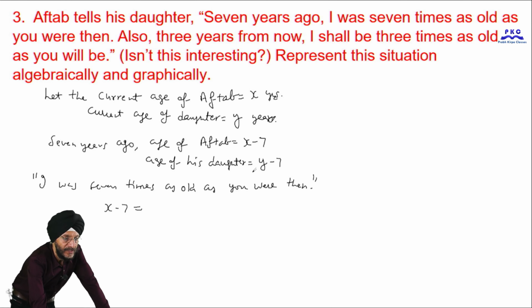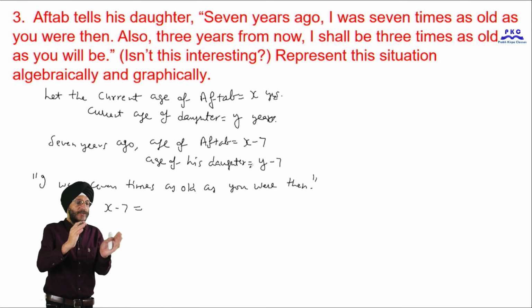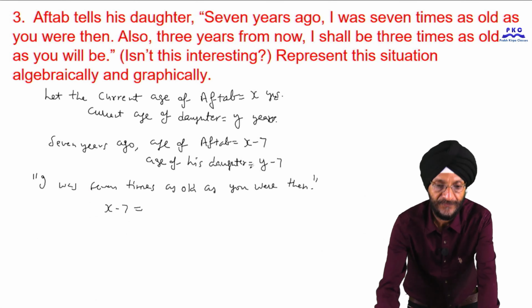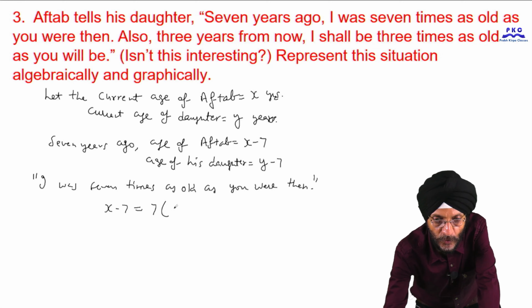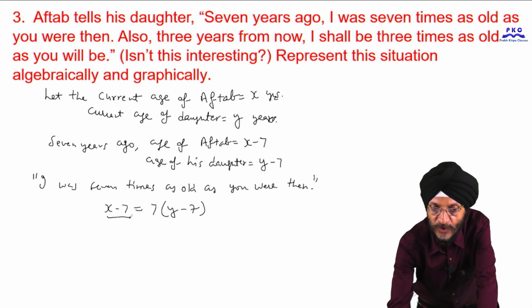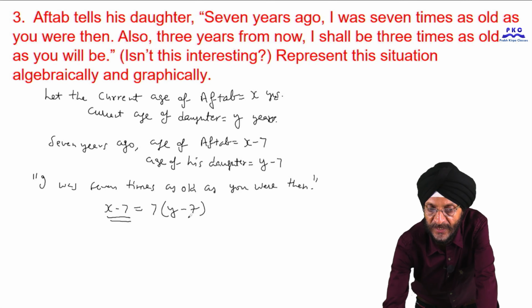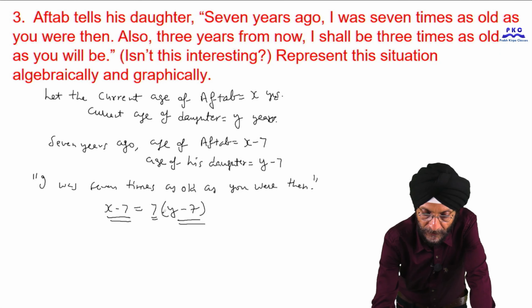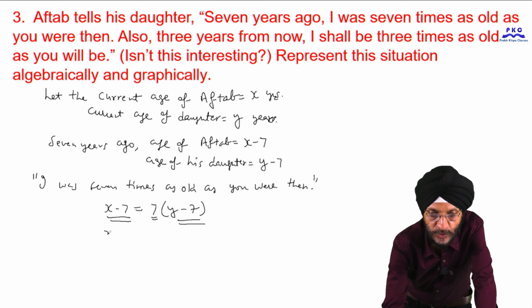That is, the age of his daughter has to be multiplied with 7. 7 into y minus 7. Okay. This is the age which was 7 years ago, age of father. It is the age of daughter. And at that time, the age of father was 7 times. So here we have multiplied. So now we will solve it.